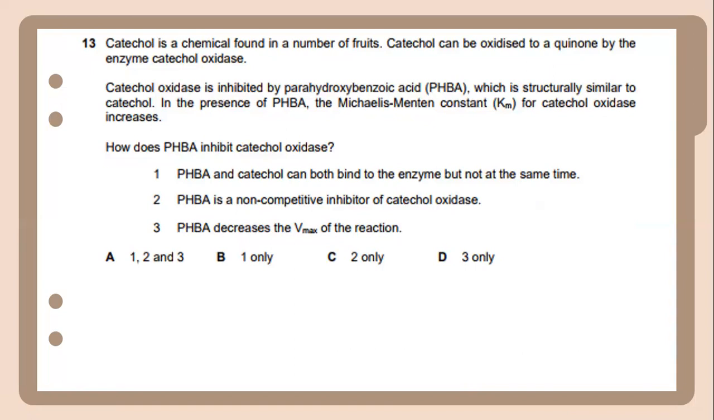Catechol is a chemical found in a number of foods. Catechol can be oxidized to a phenol by the enzyme catechol oxidase. Catechol oxidase is inhibited by PHBA, which is structurally similar to catechol. In the presence of PHBA, the Michaelis-Menten constant for catechol oxidase increases. How does PHBA inhibit catechol oxidase? The answer will be only statement 1.